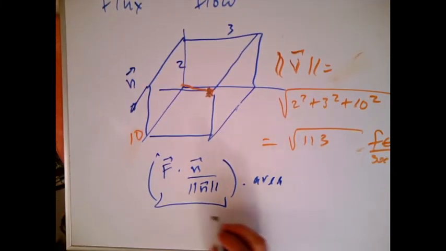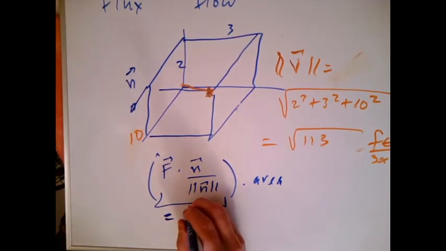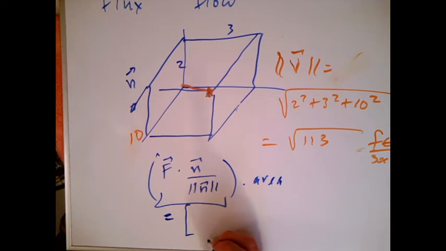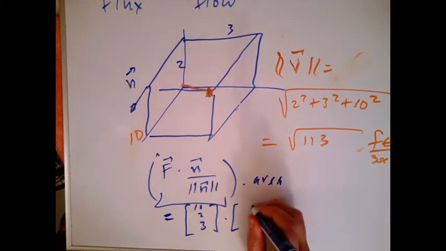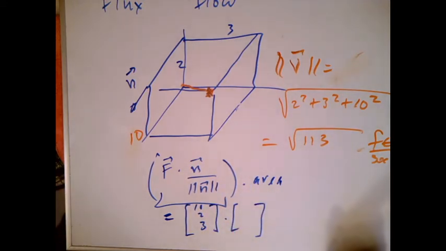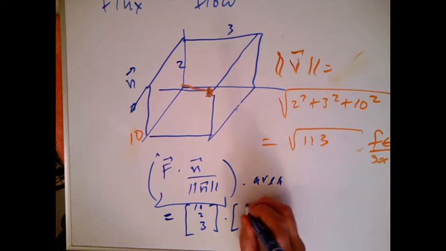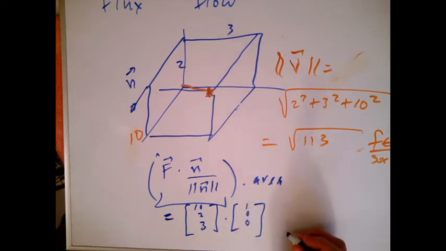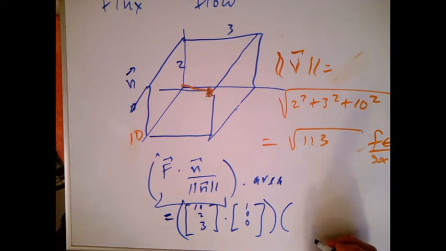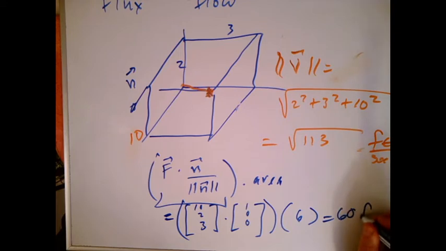In this particular case, the velocity here looks like it's going to be 10, 2, 3, like this, and we're dotting it with a unit normal that's headed in the i direction, so that's just going to be 1, 0, 0. And then when we're all done with that, we would want to multiply by the area of the region. So in this particular case, we would have a flux of 60 cubic feet per second.